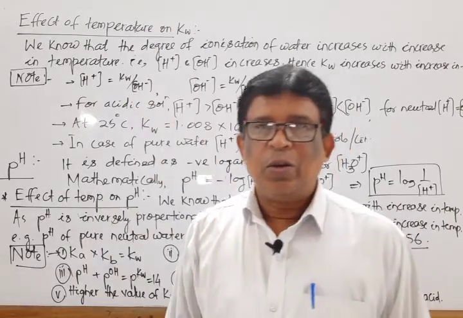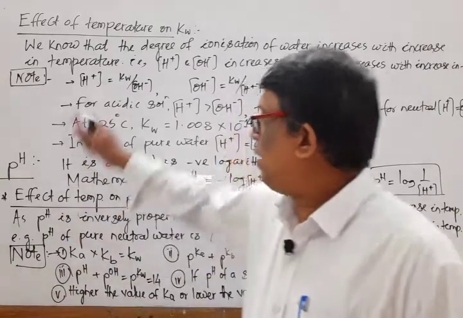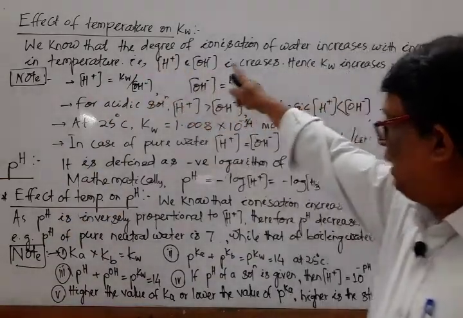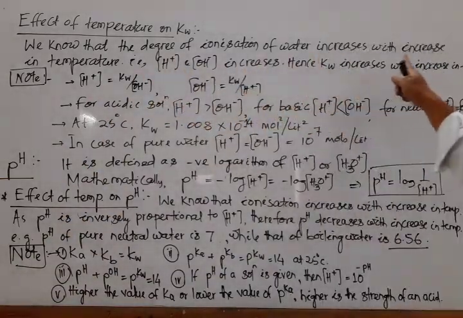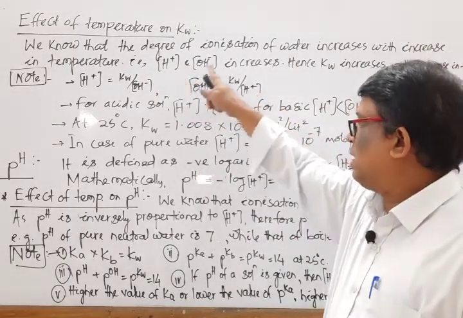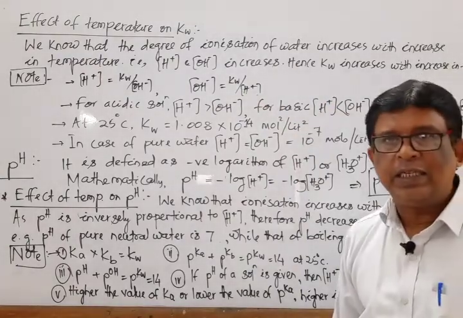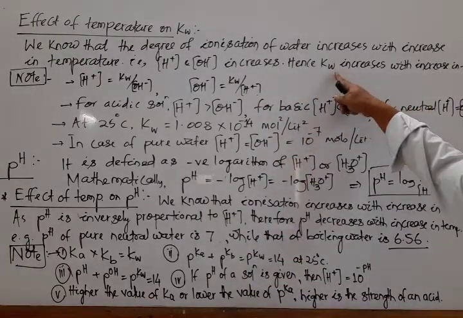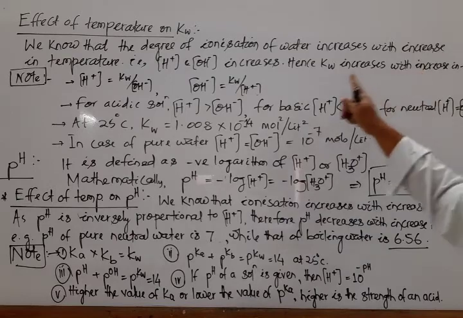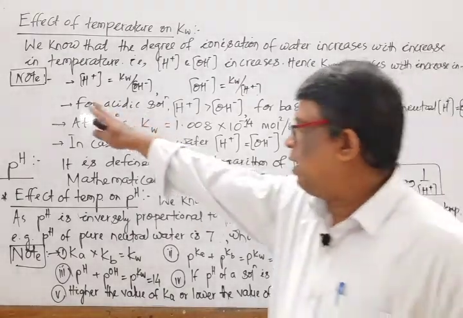Next, note down what is the effect of temperature on the ionic product of water. Mark that. We know that the degree of ionization of water increases with increase in temperature. Means H plus ion concentration and OH minus ion concentration increase with increase in temperature. Therefore, the ionic product of water also increases with increase in temperature. Okay, some notable points, note down.